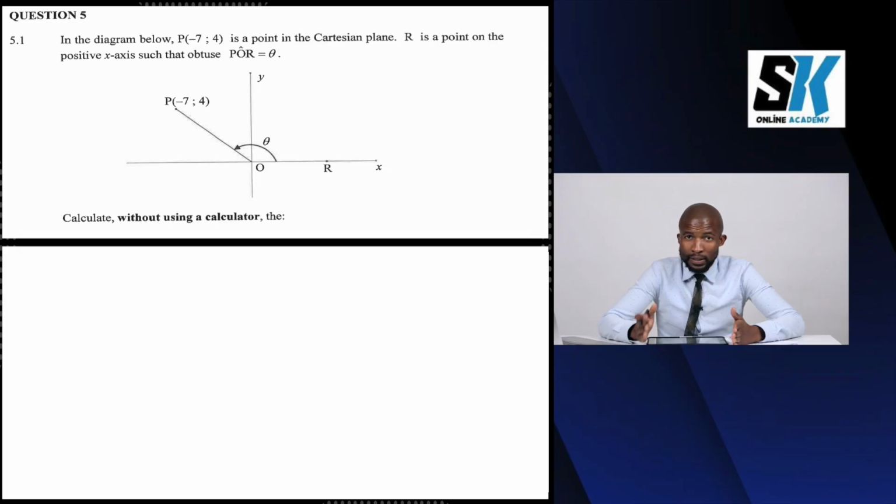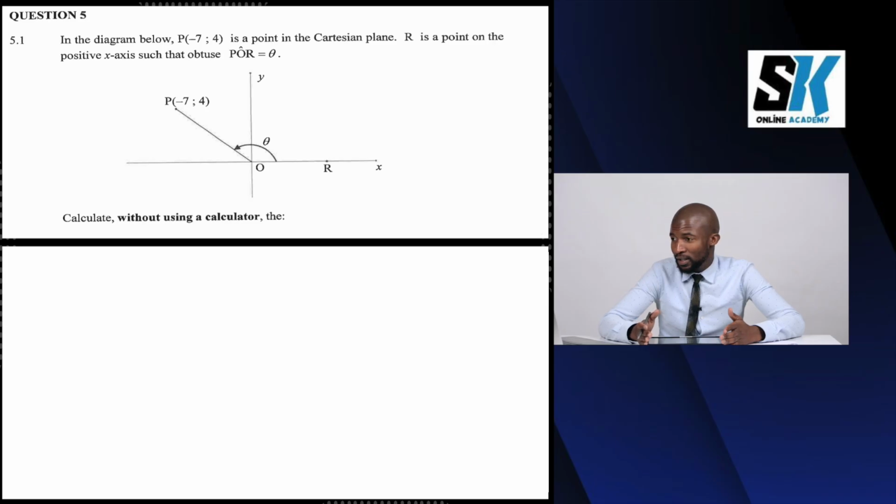And now we are at question 5, which is trigonometry. So question 5 goes as follows. You're given a diagram or a sketch. You're supposed to get your answers without using the calculator.